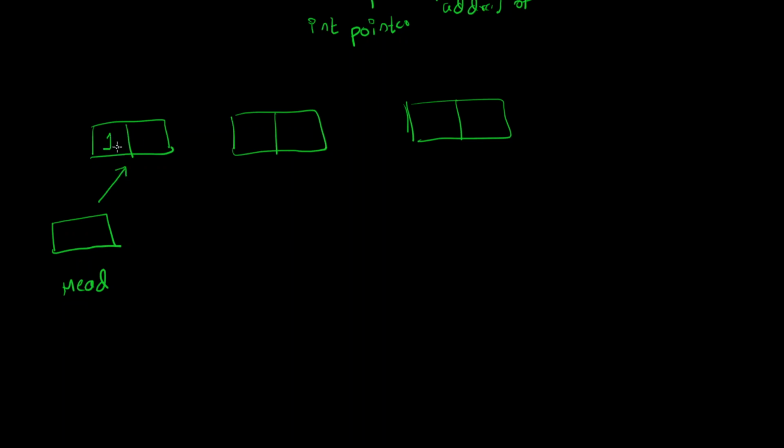Let's say I have 1, 2, and 3. And let's say the address of this is 101. It can be any random address. As in an array, we had contiguous memory locations. In this, there's no need for any contiguous memory locations. So it can have any address. It's not necessarily contiguous. So it can be 202.